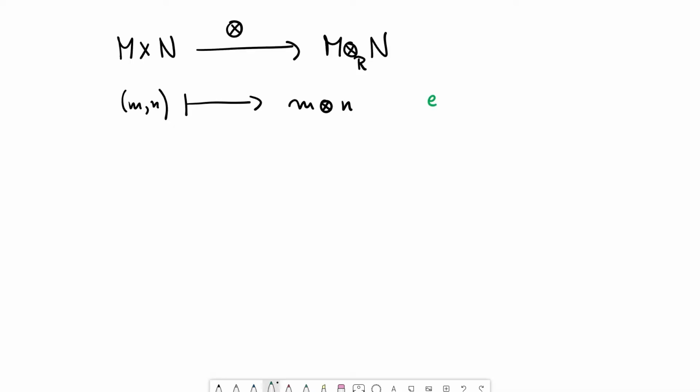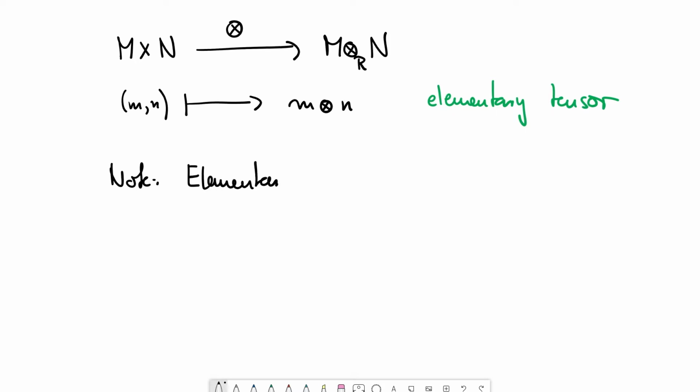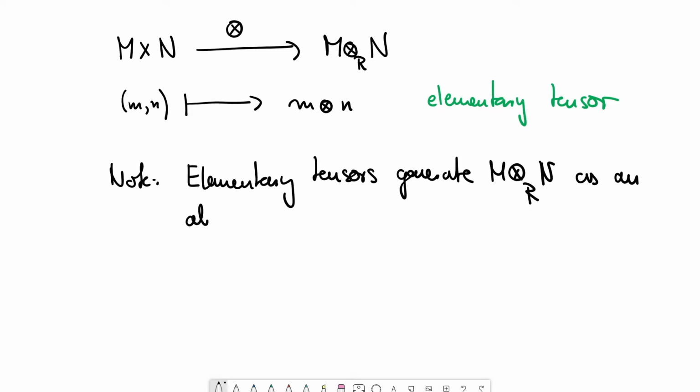That it is generated is easily seen because this M tensor N was a quotient of the free abelian group on the set M times N. It's already sort of surjective to this free abelian group, and that then, of course, descends to a surjective map if one composes with a canonical projection. So let me just write this important sentence: the elementary tensors generate M tensor N as an abelian group. Actually, it was not a surjective map to the free abelian group, but it's the inclusion of the basis. This is how I should have put it, and therefore it generates the whole group.